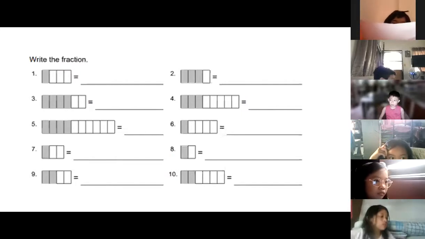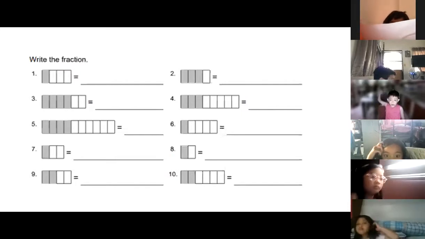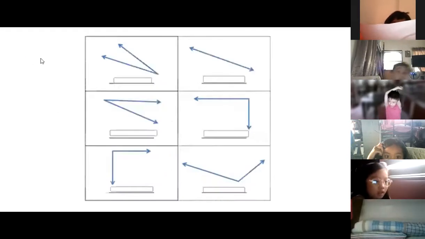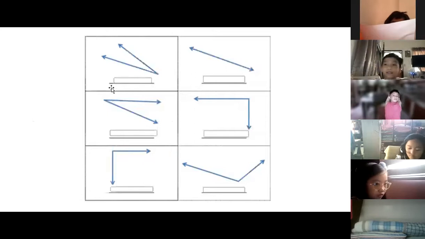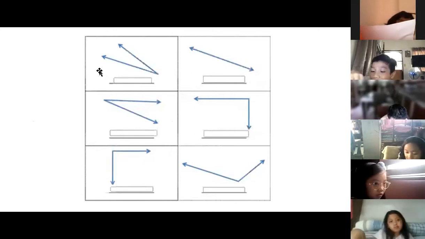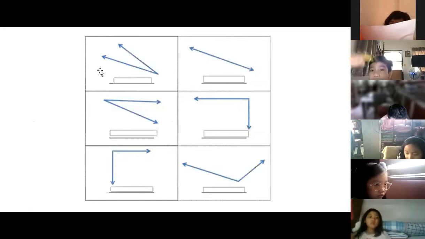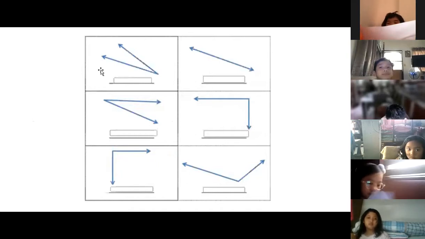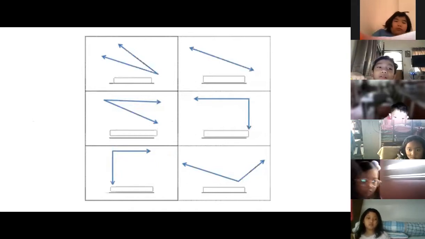Let's proceed to test two. So for test two, this is from numbers 11 to 16. Identify whether the given angles are obtuse, right angle, acute angle, or straight angle.